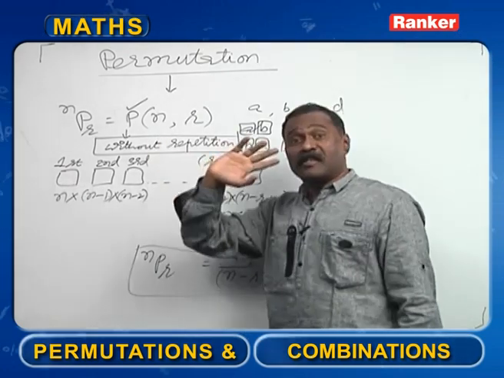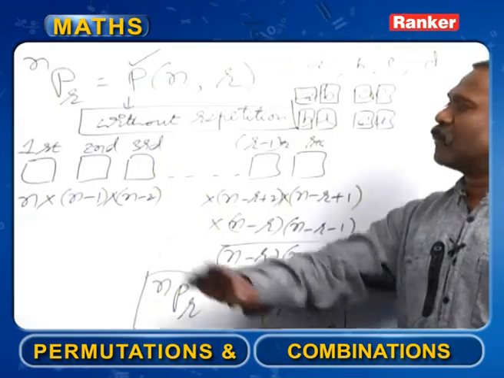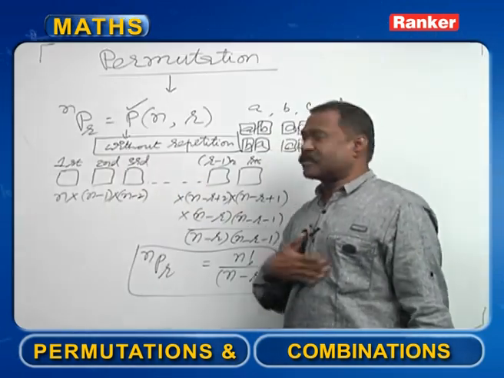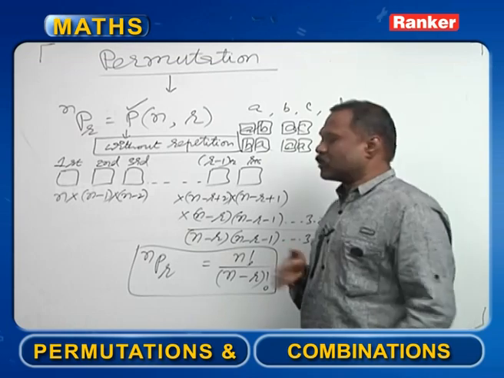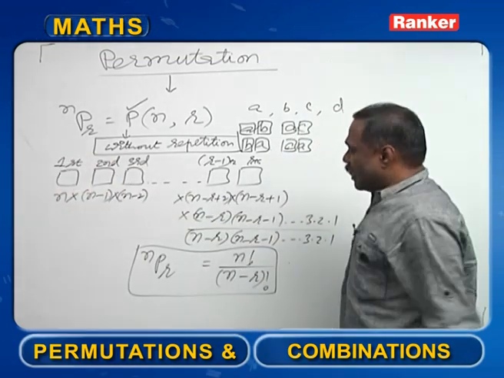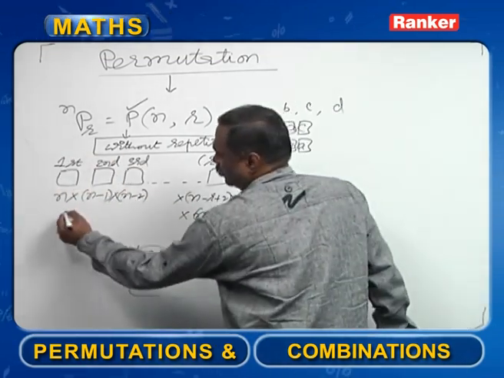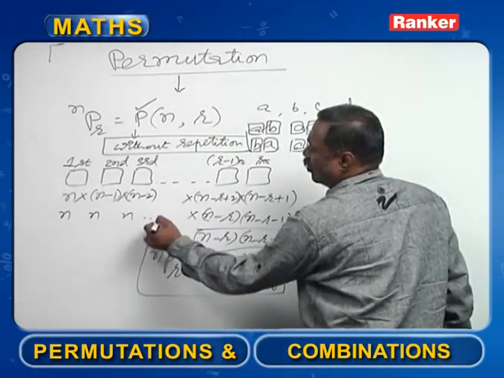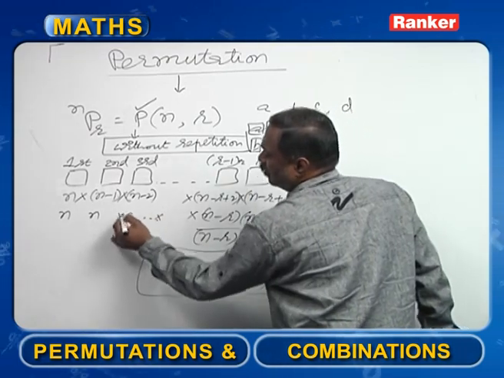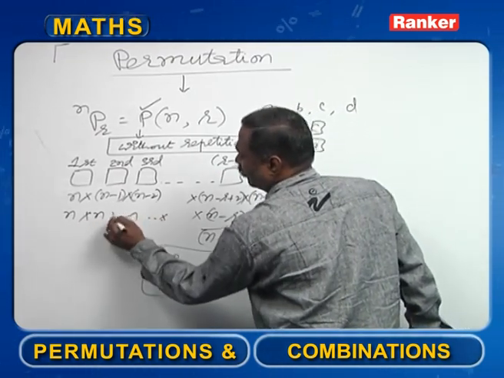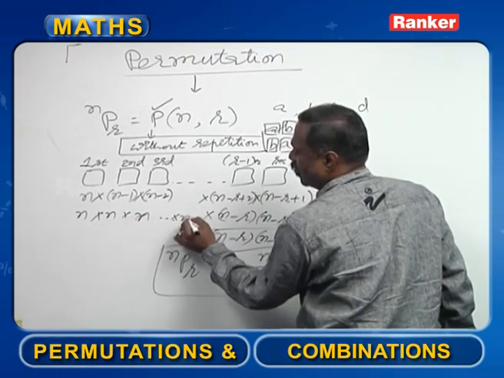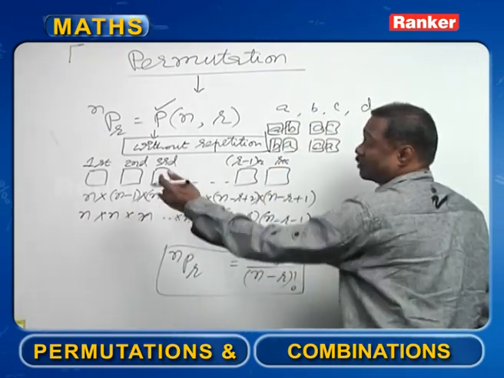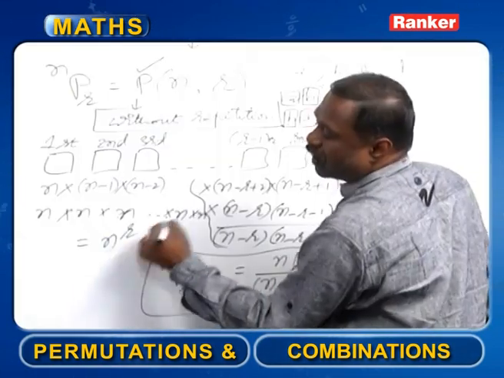So, if the repetition is allowed, what happens? If the repetition is allowed, the first blank place can be filled in n different ways. The second also can be filled in n different ways. The third also can be filled in n different ways. All become n only. All the blank places can be filled in how many different ways? n into n into so on into n. How many n's are there? r n's are there. So it is nothing but n power r.